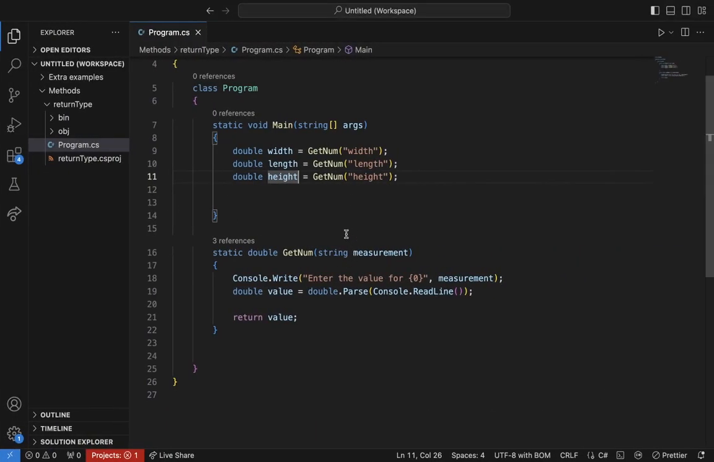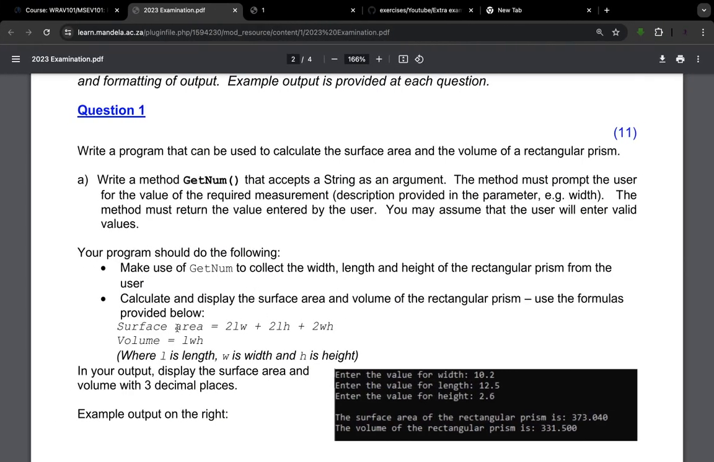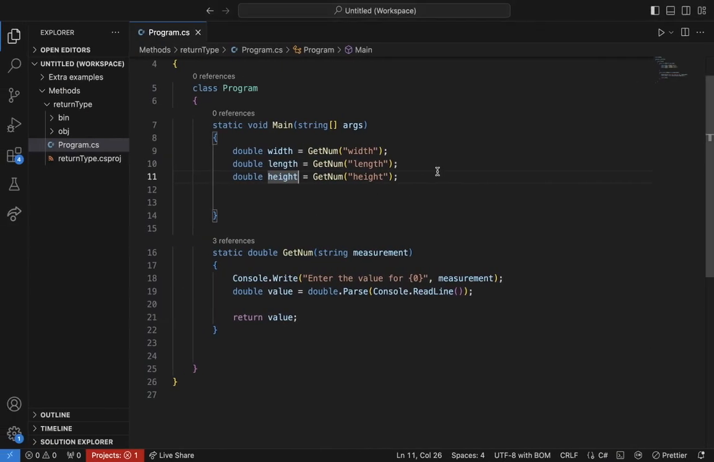So now we're gonna use all this to calculate the surface area and the volume. They gave us the formula for surface area and the formula for volume, and then we must display it using this. So now let's start with calculating the surface area, right?